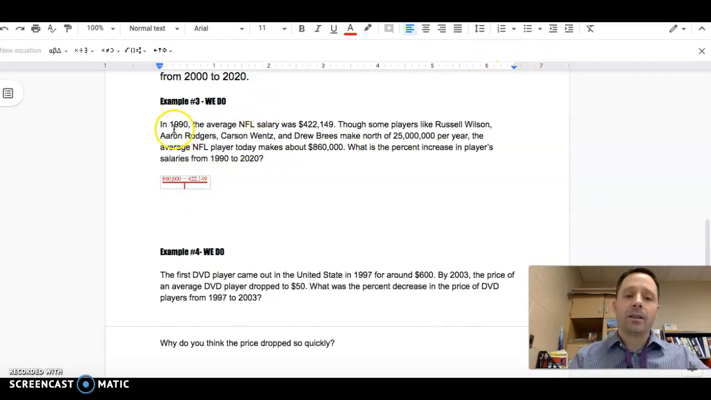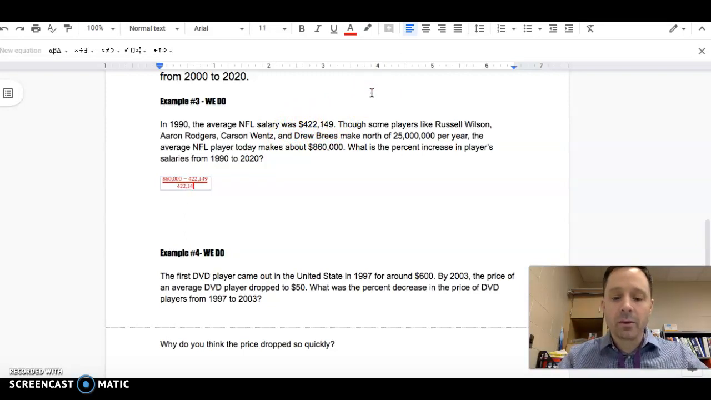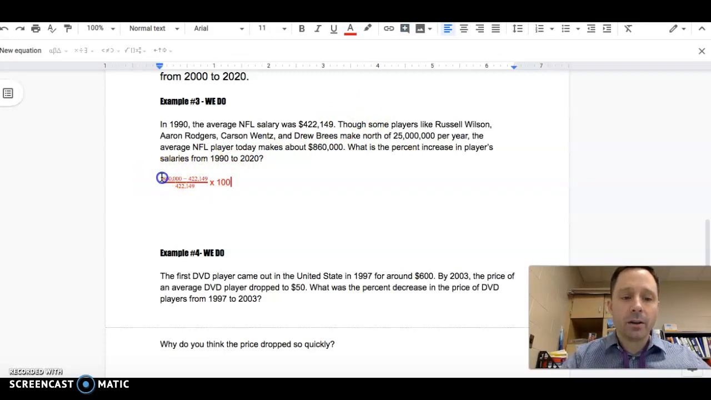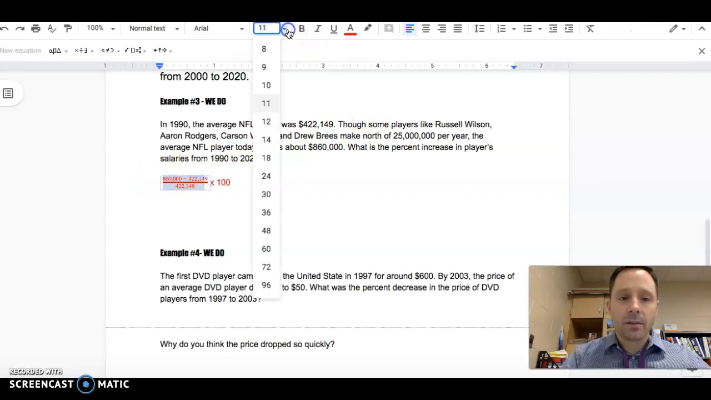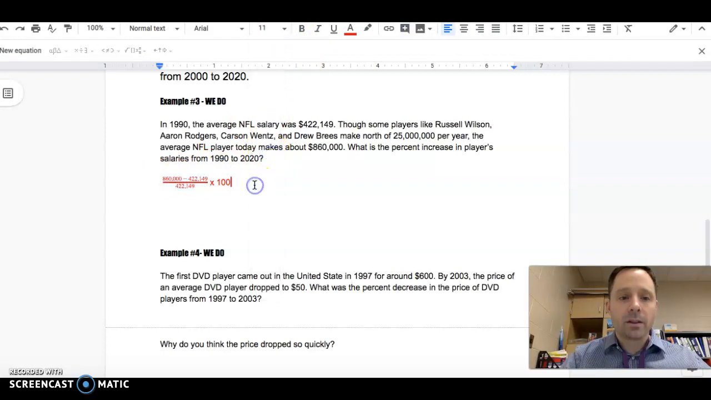So 1990 obviously comes before present day here. So this is going to be our original amount, 422,149. Okay, then outside of that, we're going to multiply this by 100. See if I can make this any bigger.